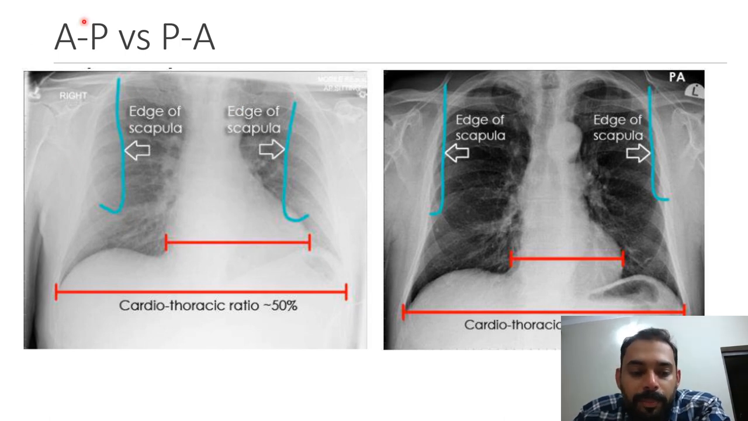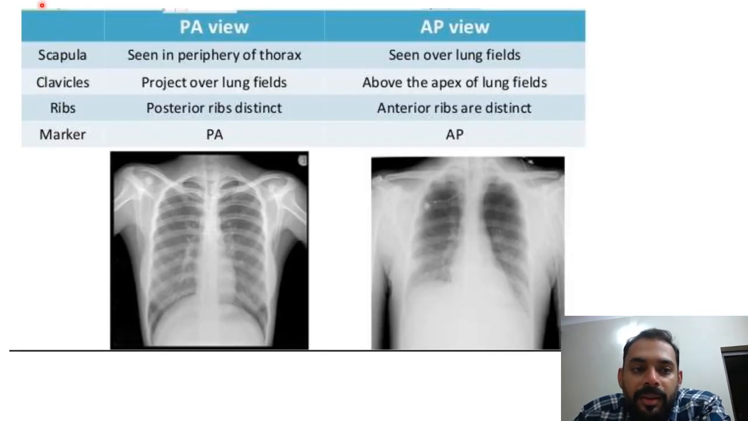Another important factor is that the cardiothoracic ratio is around 50% in an AP, while it is less than 50% in a PA. So this is how we differentiate a PA and an AP view. Scapula, usually in PA view, is seen in the periphery, while in AP it comes over the lung fields. Clavicles project over the lung fields, while in AP it is above the apex of the lung field.